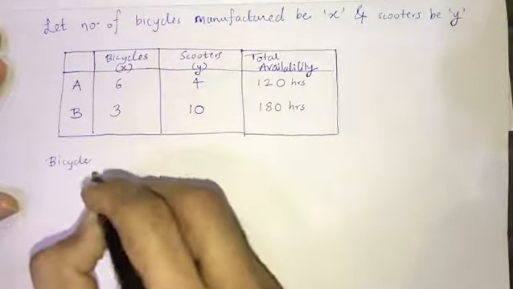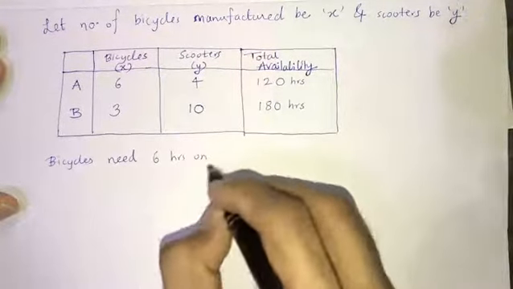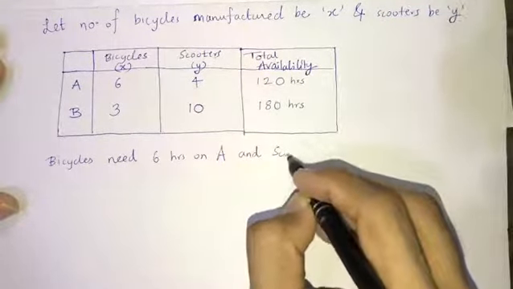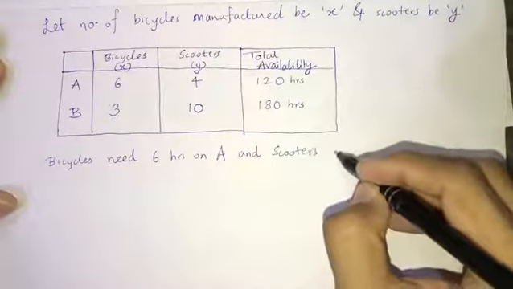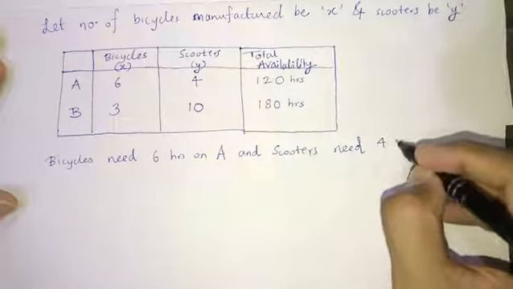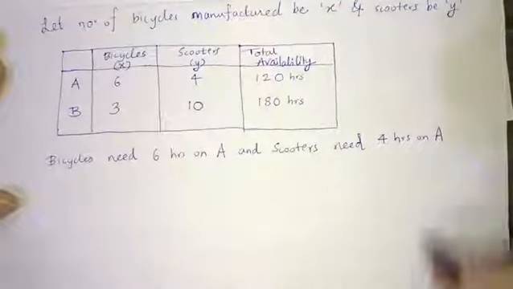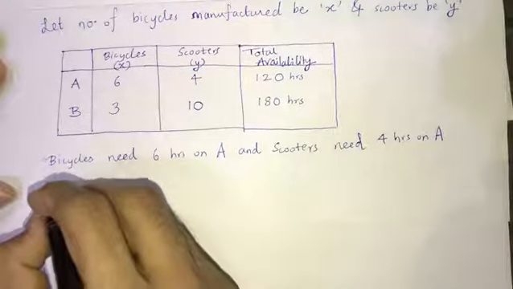Bicycles need 6 hours on A and scooters need 4 hours on A. Okay, bicycles need 6 hours on A, scooters need 4 hours on A.